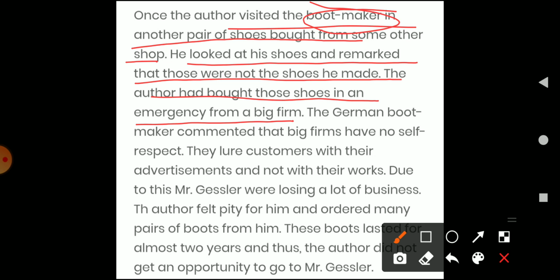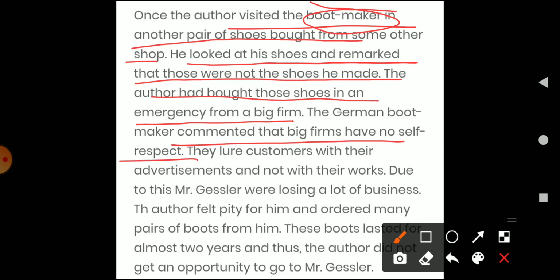But when he went to Mr. Gessler's shop and gave his shoes to Mr. Gessler for repairing, Mr. Gessler was instantly able to recognize that these were not the shoes he had made. And the German bootmaker commented that big firms have no self-respect.